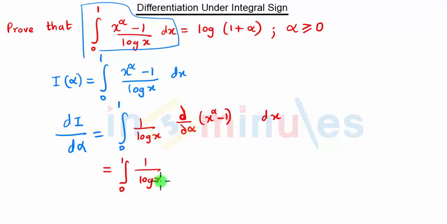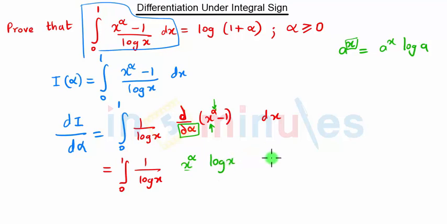What is the derivative of a raised to x, where the variable is x? It is nothing but a raised to x log of a. Similarly, in this case, our alpha is the variable and x is constant because we are differentiating with respect to alpha. So it will be x raised to alpha, log of the constant x, into dx. So now log x will get cancelled. We will have integration 0 to 1 x raised to alpha into dx.